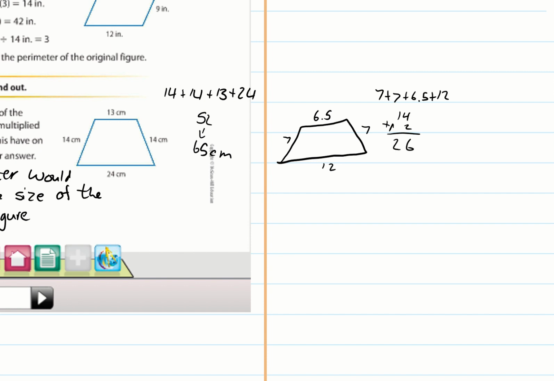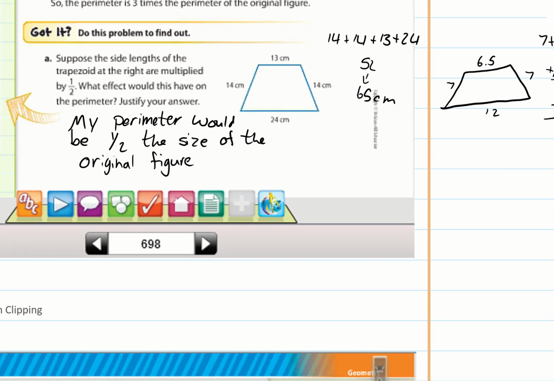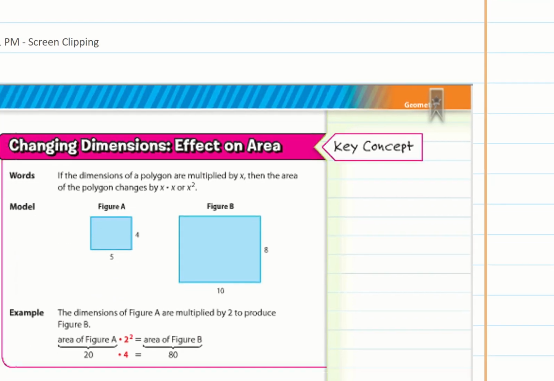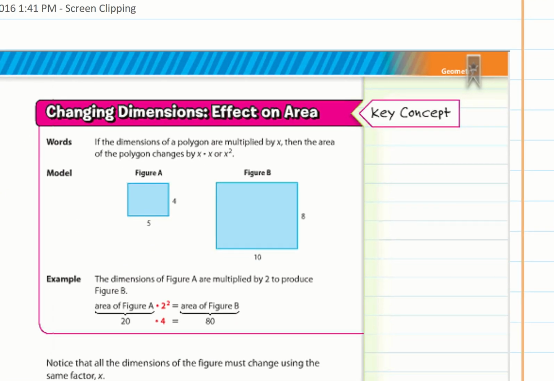I have 6, 26, and then plus 6.5, 0.5, 2, so 32.5. So 32.5 is half of 65. So my perimeter would be half the size of the original. So that's for a perimeter.